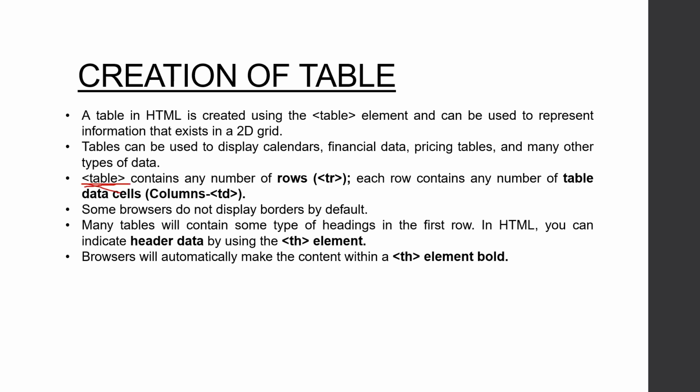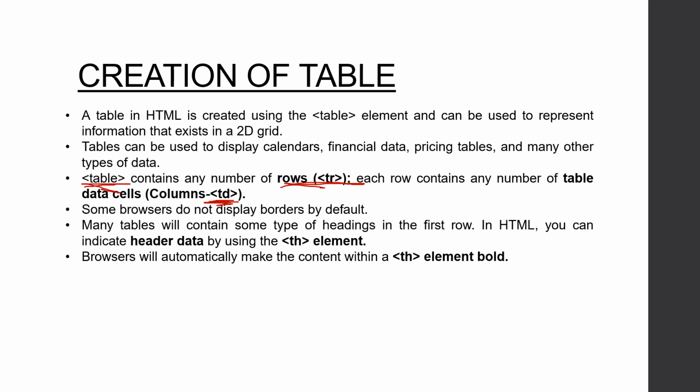The tag table contains any number of rows. Rows is represented using the tag tr, and each row contains any number of table data cells. Table data cells are also known as columns, which is represented by a tag called td, and some browsers do not display borders by default.